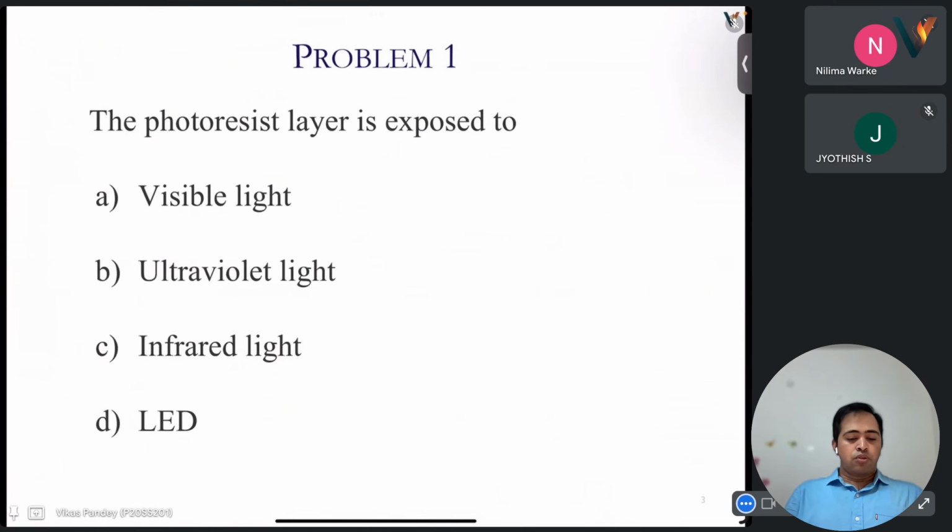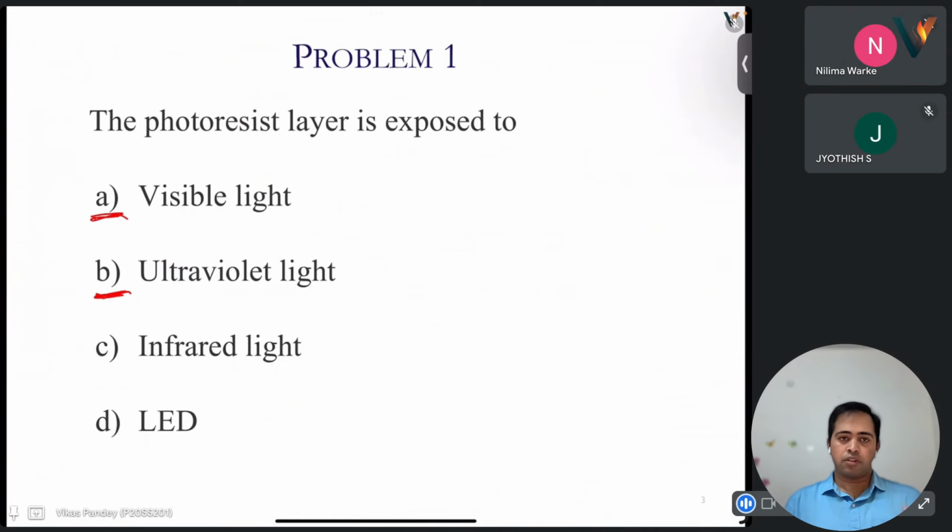So let's come to the first question. The photoresist layer is exposed to visible light, ultraviolet light, infrared light, or LED. What will be the right answer? Option A, visible light. Any other answers? Ultraviolet light. B, I think ultraviolet. B.